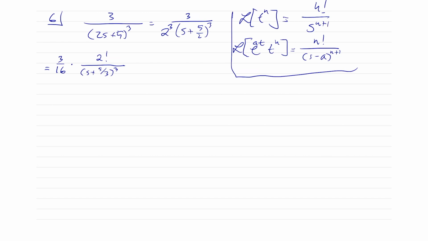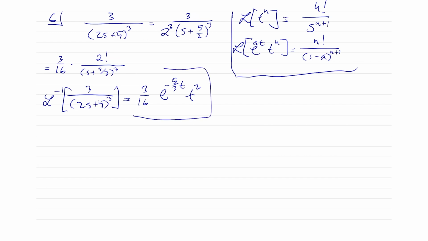Okay, so now let's take the inverse Laplace transform of 3 over (2s plus 5) cubed. And what is that going to give me? Well, we know we have 3/16 coming out from here. We can pull that out of the inverse Laplace transform. And what's left here is this. And so this is going to be e to the minus whatever we have in there, so minus 5 halves t, and then times t squared. And that is the inverse Laplace transform.